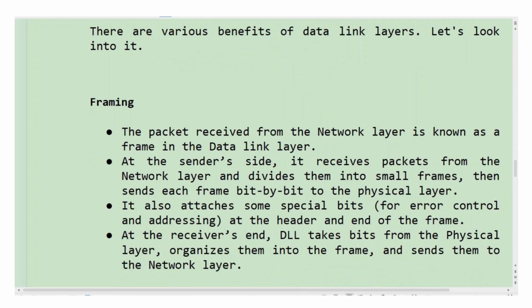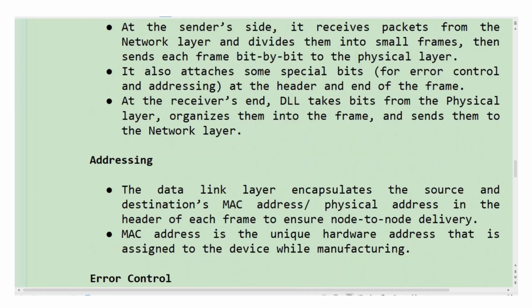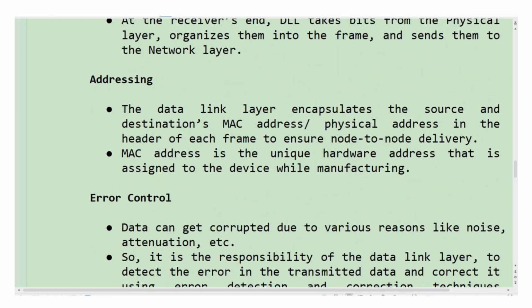DLL adds error detection bits into the frame's header so that the receiver can check whether the received data is correct or not. It adds reliability to the physical layer by adding mechanisms to detect and retransmit damaged or lost frames. Next up is flow control.